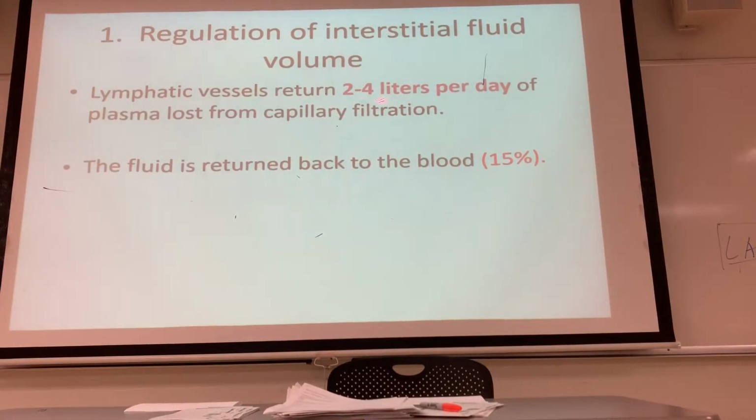Look, we have like 2 to 4 liters per day of plasma. Plasma is the liquid portion of the blood, right? But if all of this does not return to the blood, when it is in the tissues, 50% remains in the tissues. So it is taken by our lymphatic vessels.